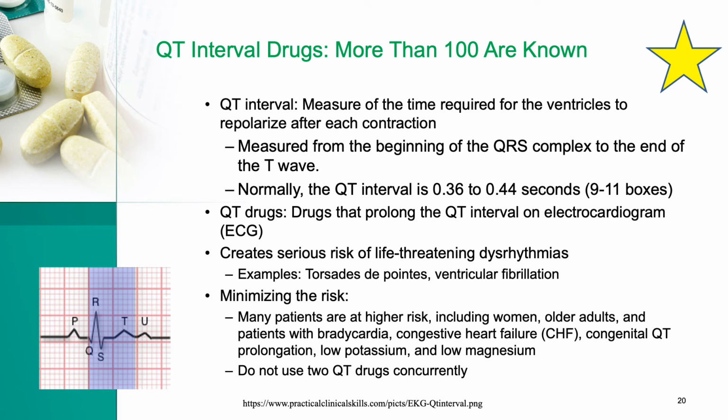Weigh risks of adding a QT prolonging med when the baseline QT is above 450 milliseconds, or especially above 470 milliseconds for men or 480 milliseconds for women. Stop QT prolonging meds if the QT rises above 500. These patients are at the highest risk of death when taking QT prolonging meds.